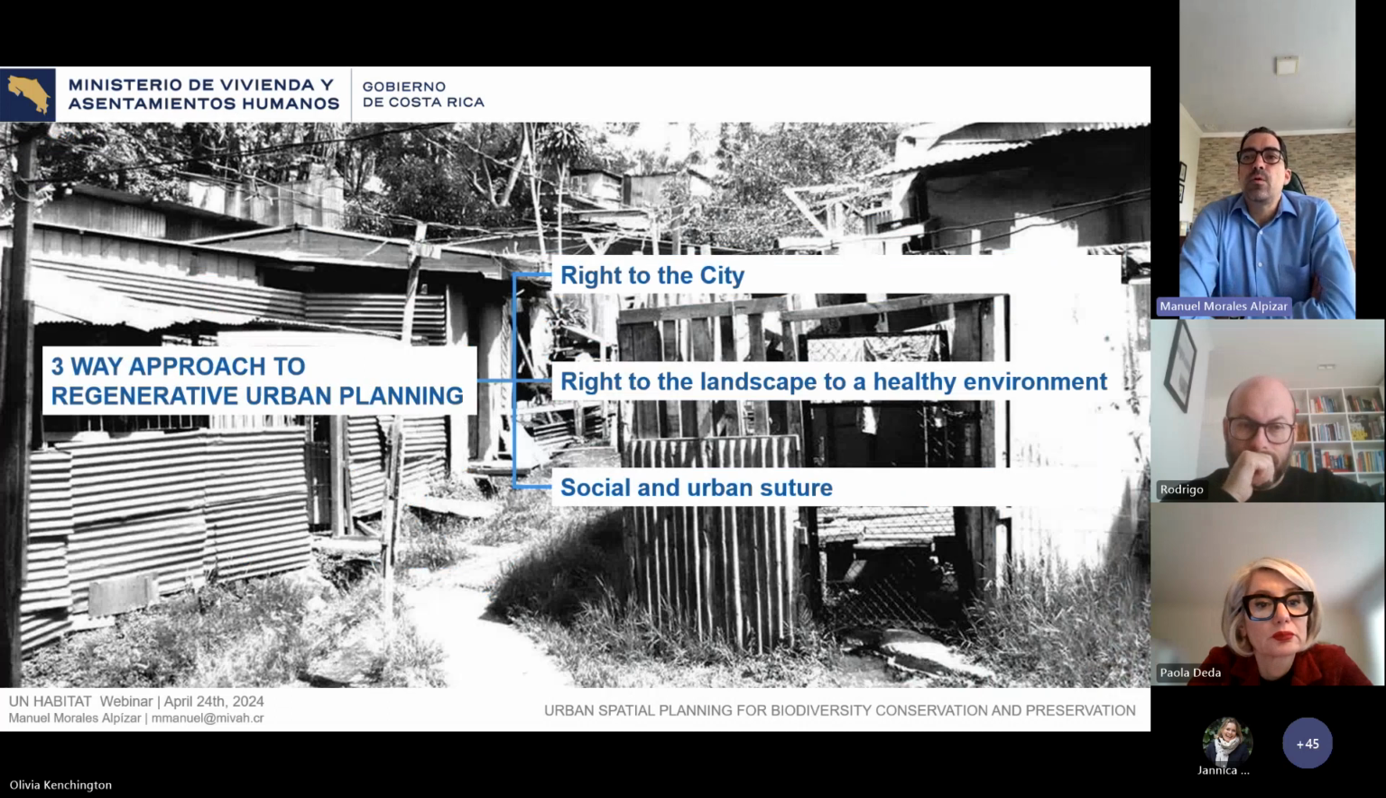In this framework, we're also working on an approach that focuses on integrating issues such as the right to the city, the right to landscape and a healthy environment, and social urban structure. The right to the city advocates for equitable urban development where planning, regulation, and urban environmental management guarantee, among other aspects, the social function of the city, prioritize the social production of habitat, and that the programs and project sectors integrate the issue of urban security as an attribute of public space.